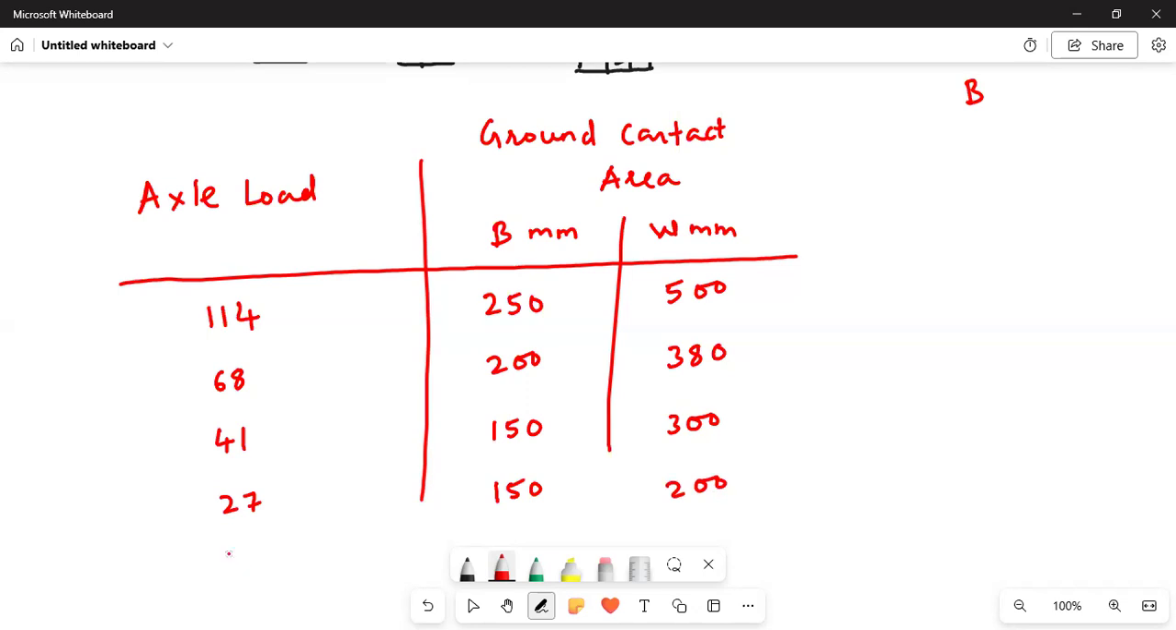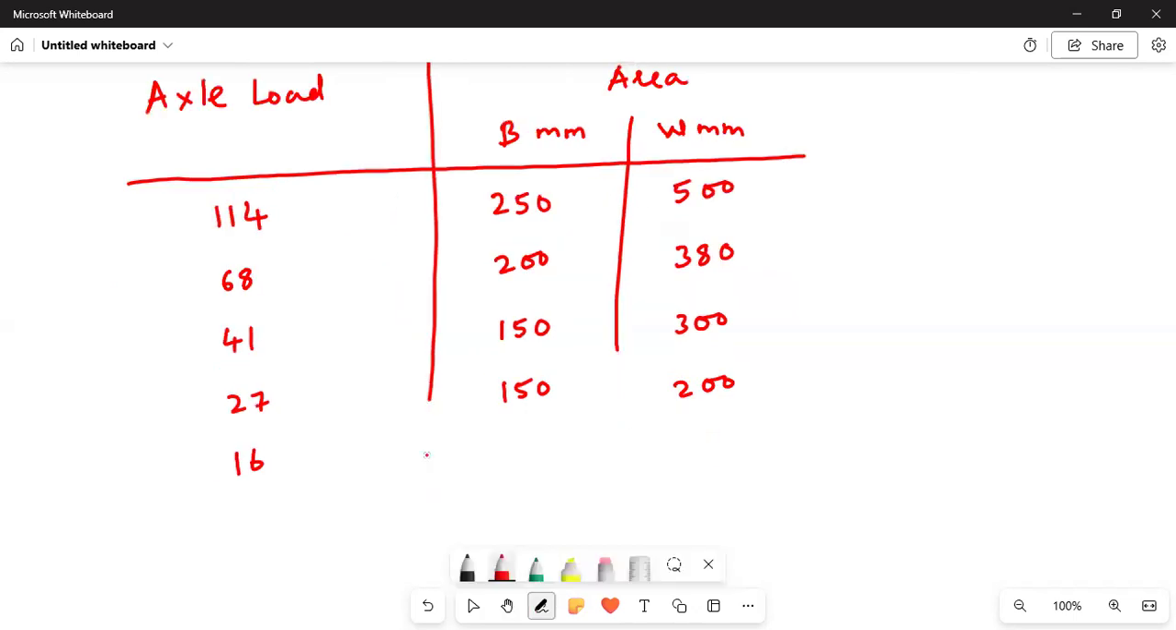Okay. Last we have 16. For 16, this is 125 and this is 175. So these are the different dimensions of the contact surface and the width of the tire for different axle loads. All these axle loads we have in class A loading. Okay, now we will discuss class B loading.